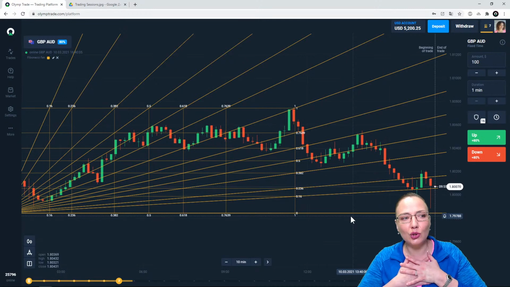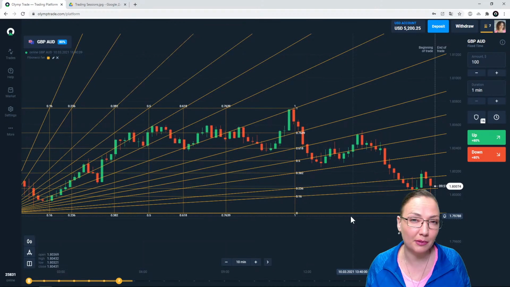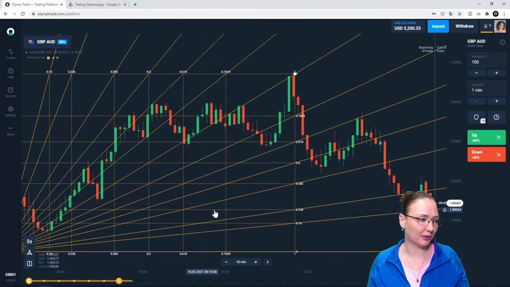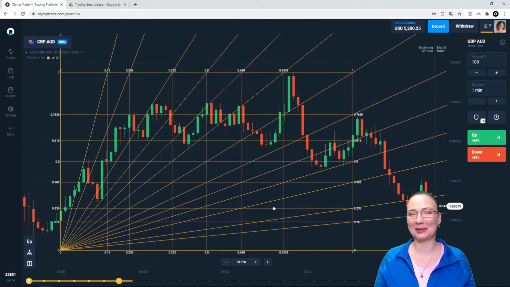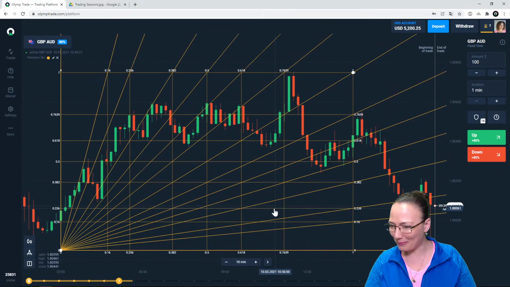I honestly don't use it as much as the Fibonacci retracement, but that's my personal preference.